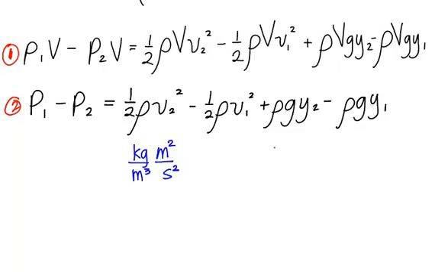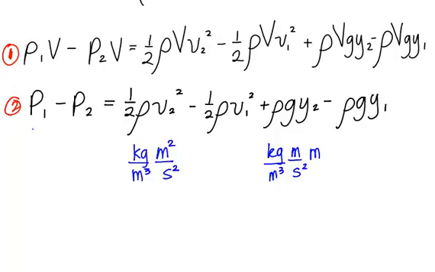And then this guy right here would be kilogram per meter cubed. Gravity is meters per second squared. And then this would be meters for height, for y. So do you see you're getting kilogram meter squared per meters cubed second squared?